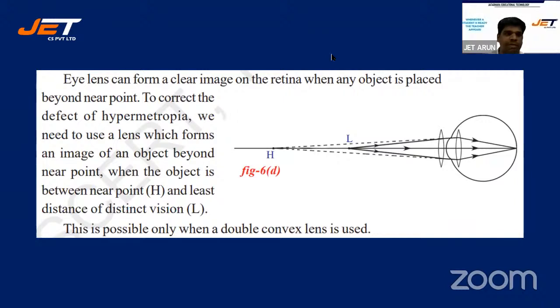All right. Now let's look at the situation of hypermetropia. To correct the defect of hypermetropia, you need a lens which forms an image of the object beyond the near point when the object is between the near point H and the least distance of distinct vision L. And this is made possible using a double convex lens. So hypermetropia is corrected using a double convex lens. All right, let's go forward.